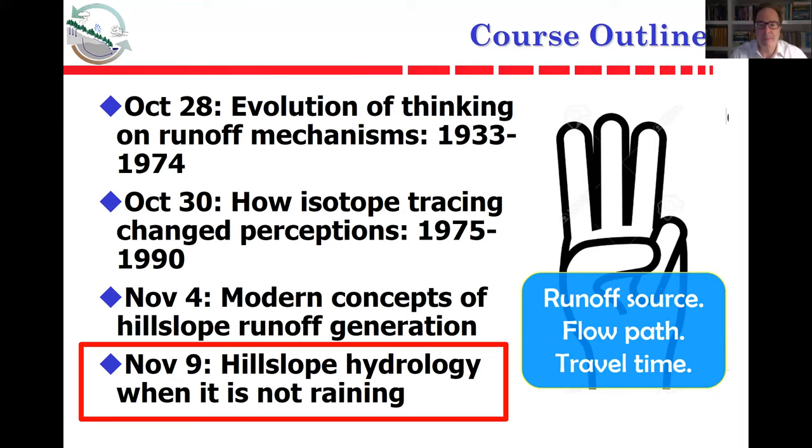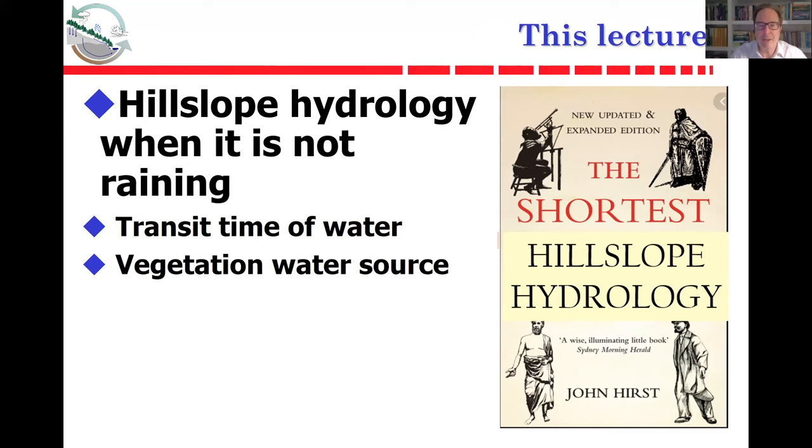And we're going to start off, of course, with that last one, this idea of travel time, transit time, and I'll try to make some of those definitions as we go. So this is the roadmap then for today. We're gonna start with transit time of water, using stable isotopes again as a tracer, and then we'll talk about vegetation water sources. Where do plants get their water? Same kind of questions we ask of a catchment or a hill slope, we can ask of a tree, for instance, and we'll do that today. So this is the structure of this final lecture, these two main sections.